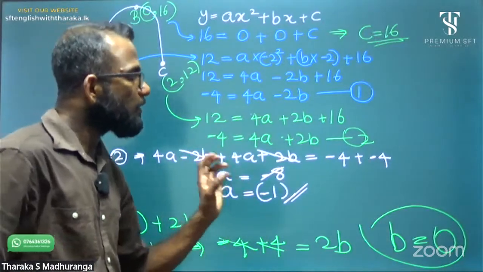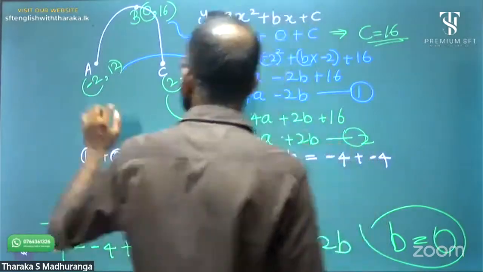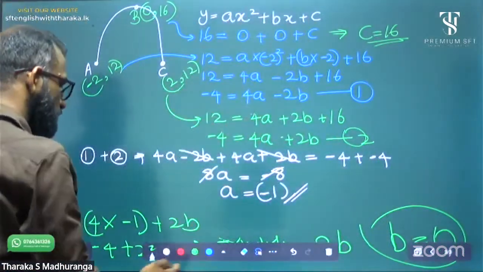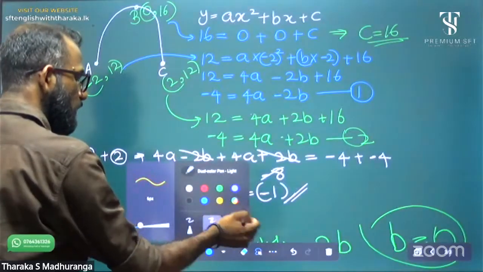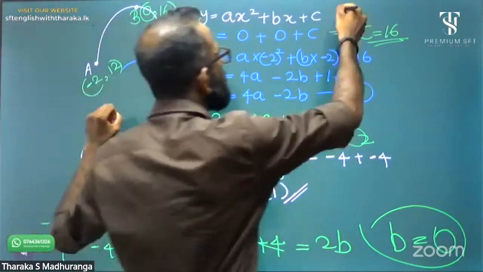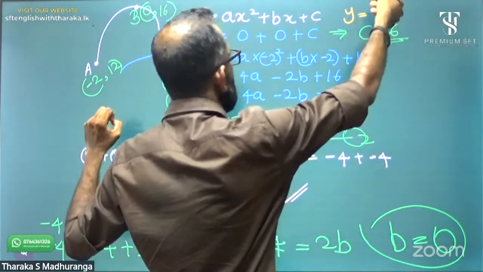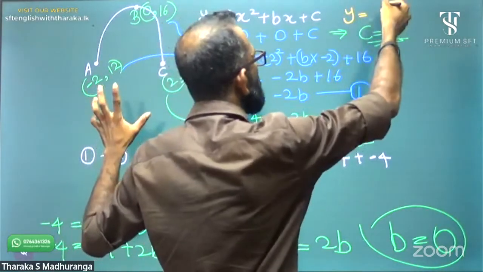Then I can write the equation. This is a common equation. Y equal ax squared plus bx plus c is a common equation. I can write the common equation like this. Y equal, y and x are variables; only the constants we write.